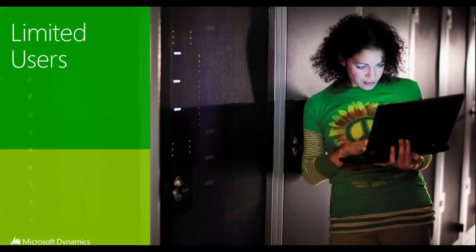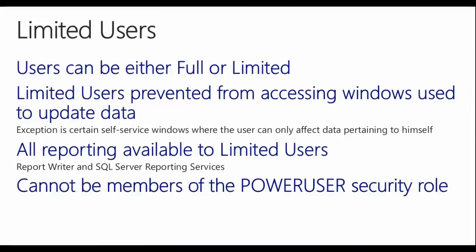This new feature in R2 will restrict the limited user to only access things such as inquiry windows, reports, navigation lists, and smart lists. Windows that allow users to create or update any data will not be available. The exception to this are the self-service windows that allow the user to read, write, or update information pertaining only to that user. Let's take a look at some of the details.